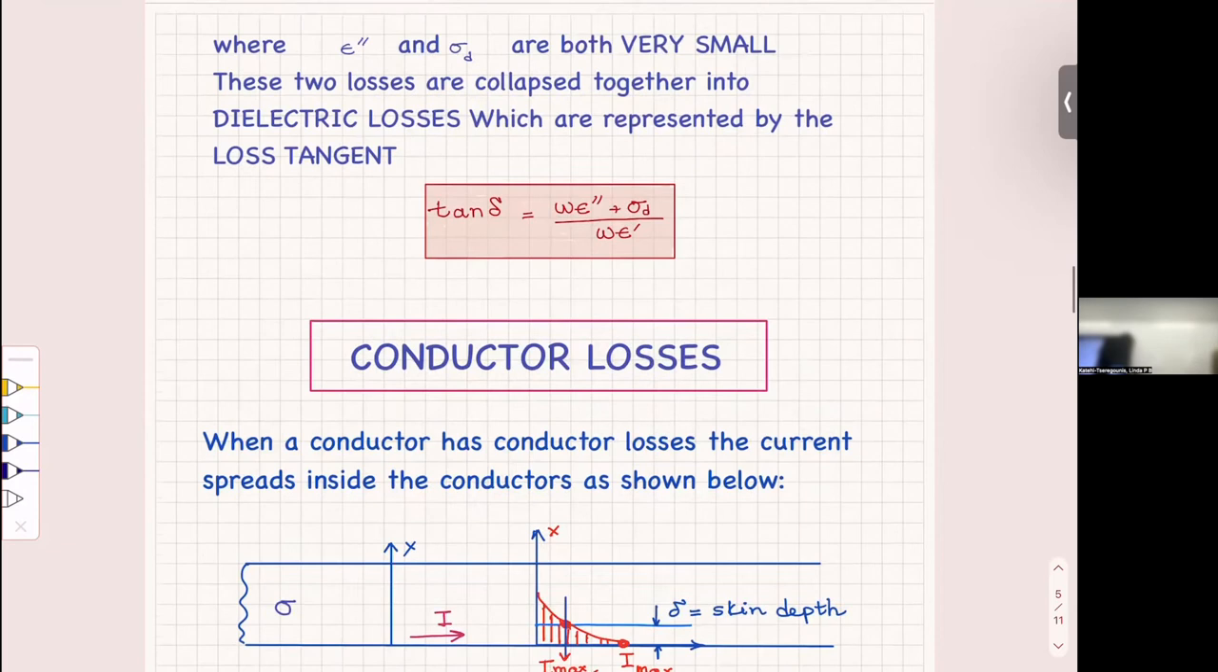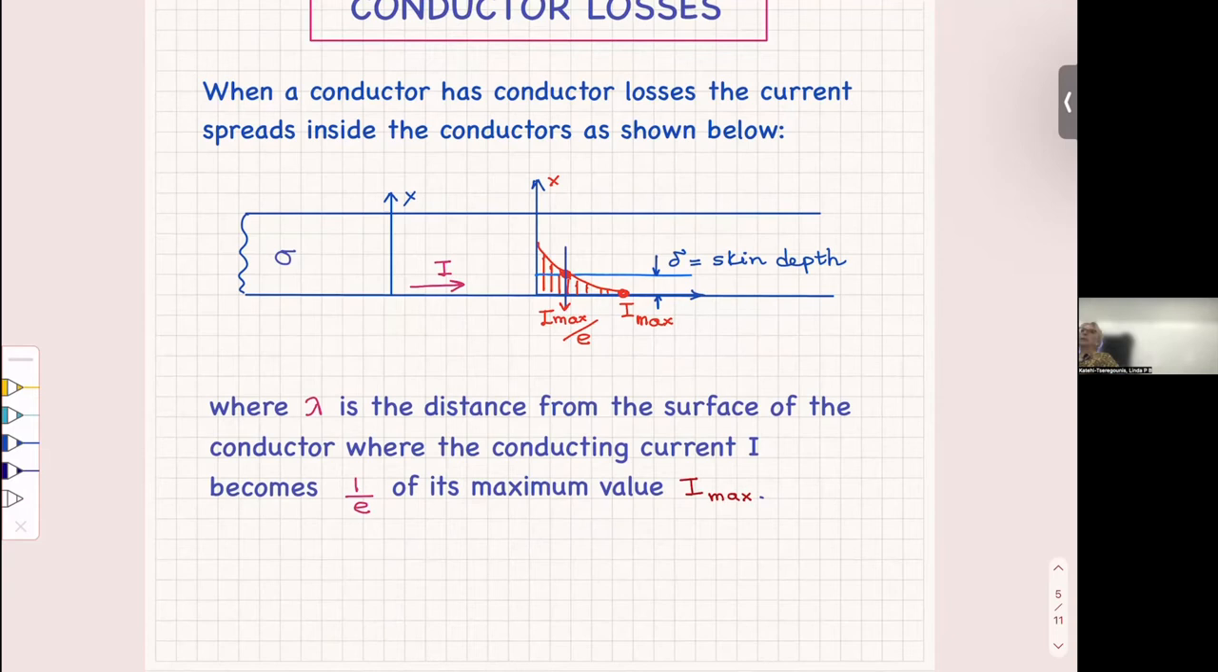In the conductor, ideally, sigma is infinite. And that sigma here is different from the sigma of the dielectric. In the dielectric, sigma ideally has to go to zero. So an ideal dielectric has no free electrons. However, in conductors, ideally sigma has to go to infinity, which means what?